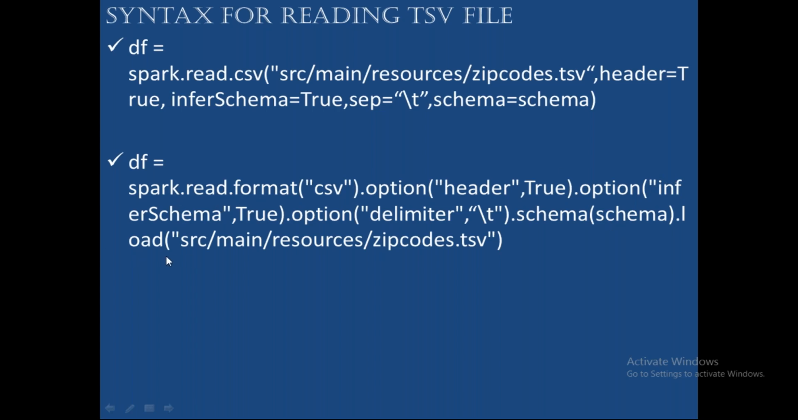Next, to load, from which path do you want to load? This particular path is zipcodes.tsv. It should be a .tsv file. Okay, next, let's go with the syntax for reading pipe delimited CSV files.